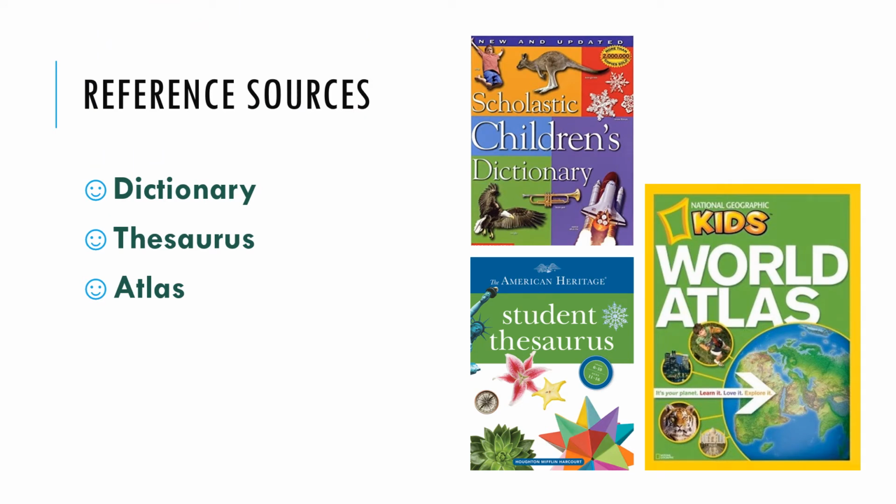Remember that there are several kinds of reference sources. You have dictionary, thesaurus, and atlas. Remember, a thesaurus can give you synonyms, words that are the same, and antonyms, words that are the opposite of a given word. An atlas, remember, is a book of maps, and dictionaries we're going to be looking a little bit more at today.